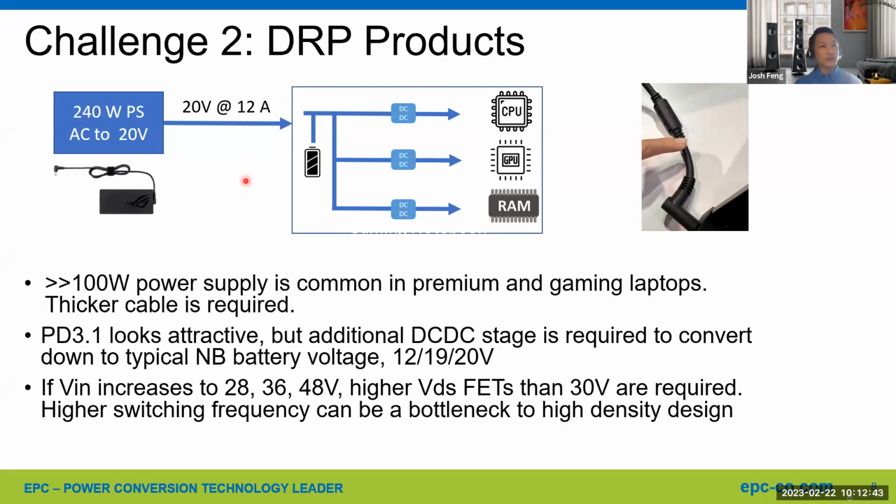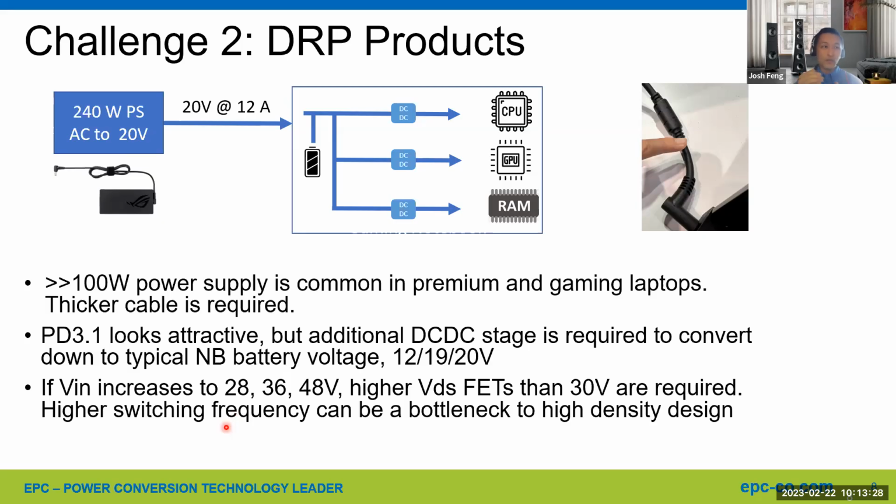So PD 3.1 could be a very attractive solution because it can provide up to 48 volts and 5 amps, which is basically already 240 watts, and they can run much thinner cables. However, because most laptops these days run on a 12 volt, 19 or 20 volt input, you still need one additional DC-DC stage to convert your higher voltage PD to the required voltage on the notebook battery side. And that takes space. It's not exactly free. So additional high power density conversion is required there.